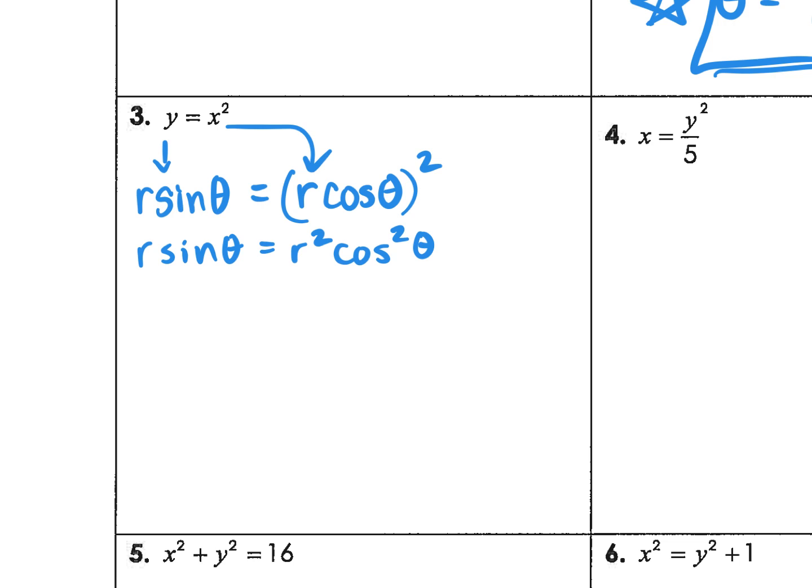So first things first, we've got an r on one side and an r squared on the other side. What can we do? Divide by r. That goes away, and that goes away, doesn't it? So now we've got sine theta equals r cosine squared. Now how do I get r by itself?